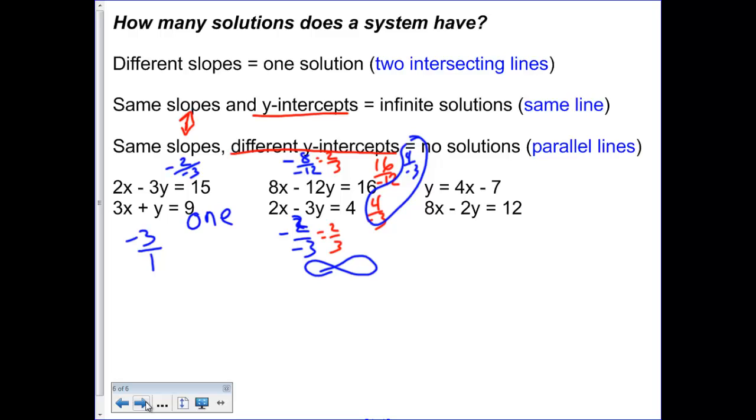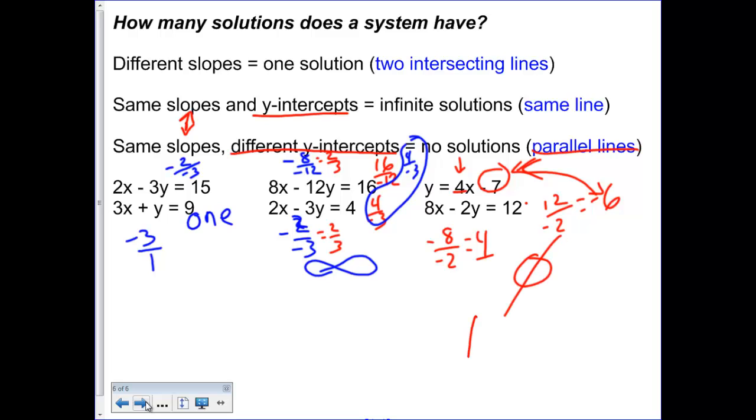The last one has one line in slope-intercept form, which is always easy to tell. There's my slope, there's my y-intercept. The second one is actually in standard form, so I'm going to calculate my slope there, which is negative 8 over negative 2, which is positive 4. So you can see right now we have the same slope. The only question is, what's the y-intercept? This one is a negative 7. This one's going to be 12 over negative 2, which is negative 6. They have different intercepts, which means they are parallel lines, so there are no solutions.